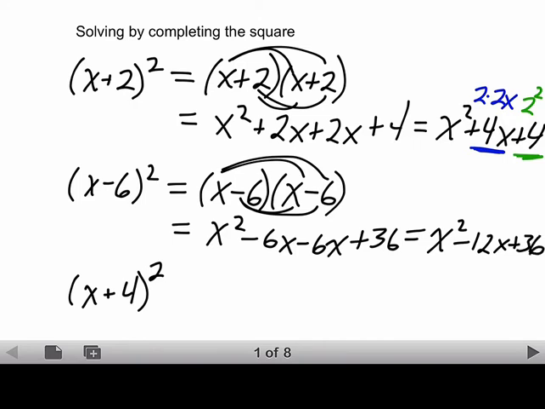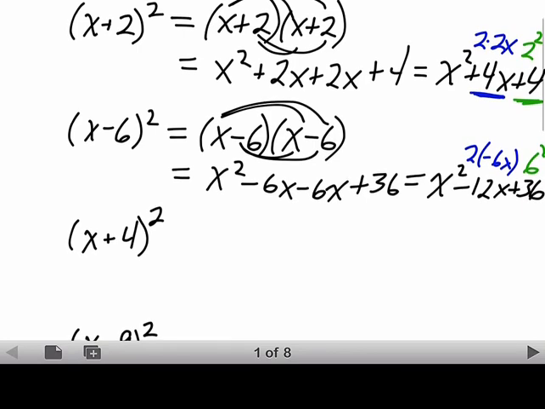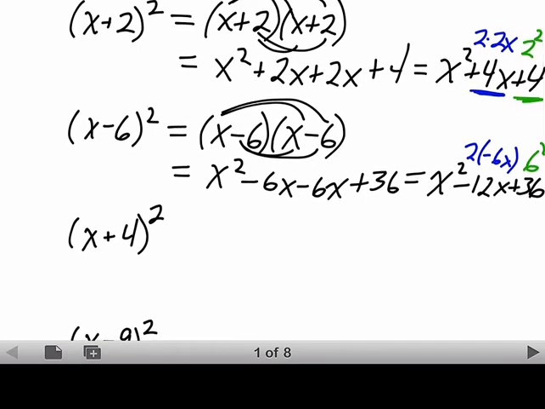I again want to point out that middle term, the negative 12x, is 2 negative 6x's. And that 36 is a 6 squared. Keeping that in mind, I want you to try to multiply x plus 4, the quantity squared, without writing it out twice. Okay, so the first term squared is going to be x squared.